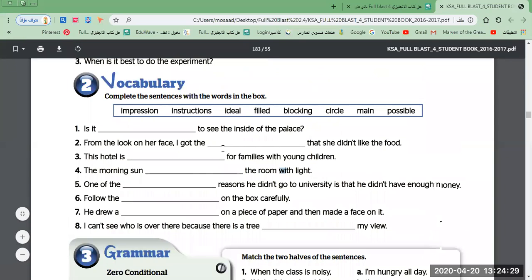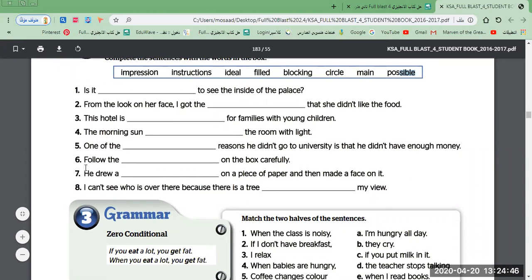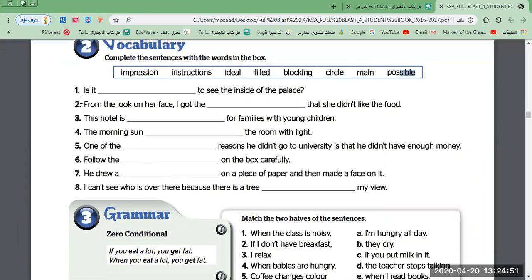It's for C, page 53, and you have here complete the sentences with the words in the box. And you have here the words impression, instructions, ideal, filled, blocking, circle, main, possible. And we have here from 1 to 8. Let's start.